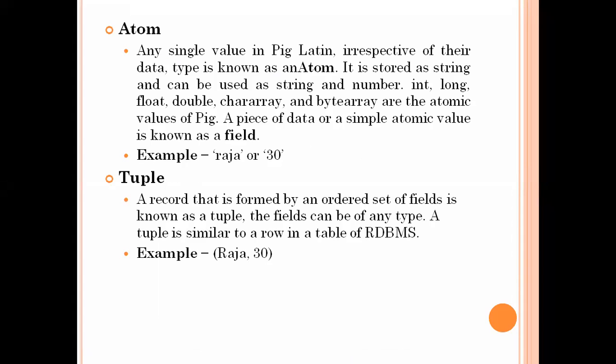Then what is a tuple? The record that is formed by an ordered set of fields is known as a tuple. The fields can be of any type. A tuple is similar to a row in the table of an RDBMS, Relational Database Management System. So one particular row is going to be called a tuple. So for example, maybe any one key by using which you can represent, for example, the 30th row is Raju. His details are contained in this particular row. That information is going to be shown in one tuple.